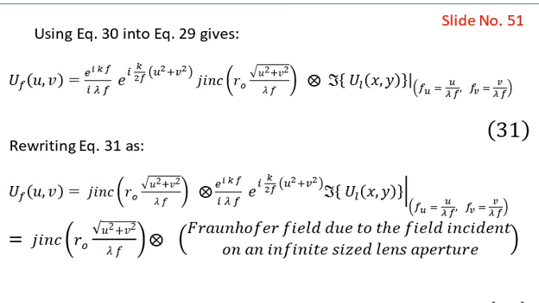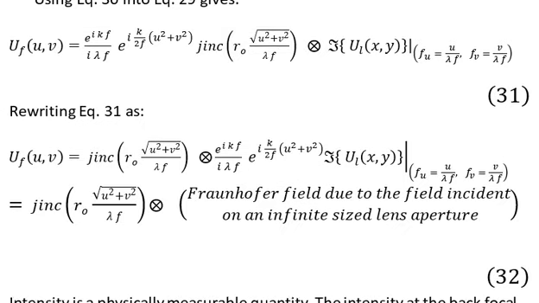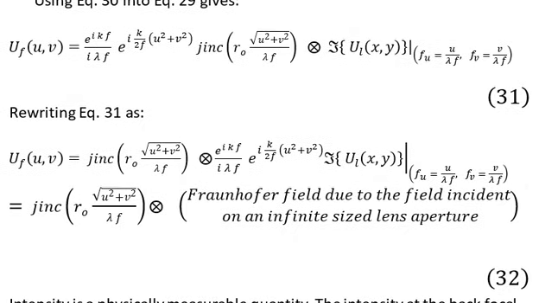So the field at the back focal plane of the lens is equal to the Jinc function convolving with the Fraunhofer field due to the field incident on an infinite sized lens aperture. So it means that this Jinc function will also limit the size due to the convolution. It will convert the infinite size field to the finite size.